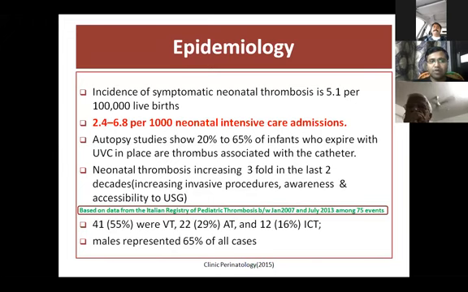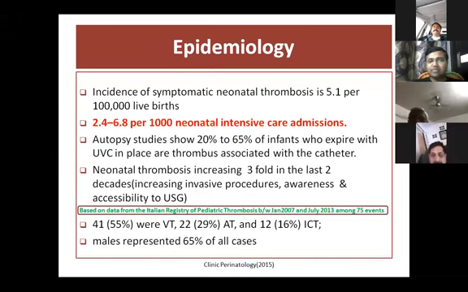So coming to the epidemiology. The incidence is 5.1 per lakh, and for NICU admissions, the neonatal intensive care admissions, it can vary from 2.4 to 6.8. In registries like the German, Netherlands, and Canadian registries, most range from around 2.5 to 6.7.